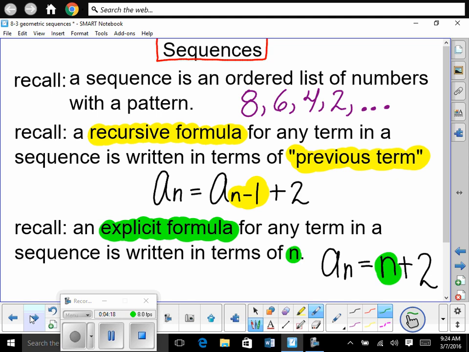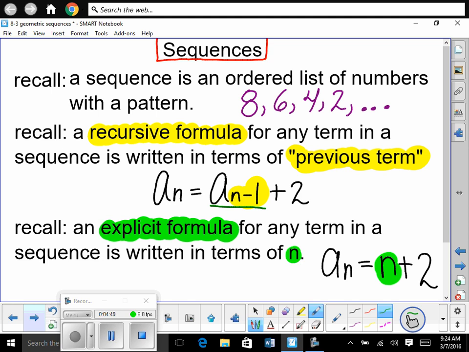Then recall, a recursive formula to find any term in a sequence is written in terms of the previous term. So a recursive formula is a formula written in terms of the previous term. This is an example: a sub n equals a sub n minus 1 plus 2. That would mean to take the previous term and add 2, right, everybody? So that's an example of a recursive formula.